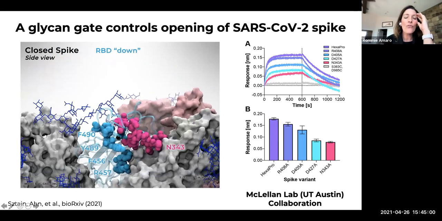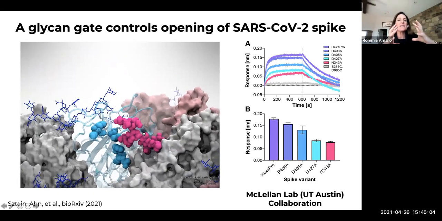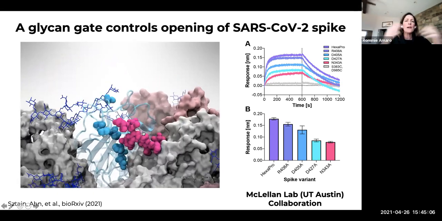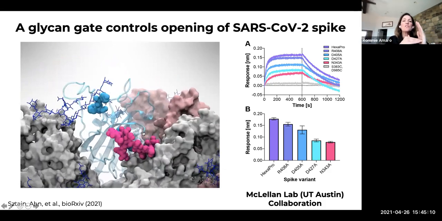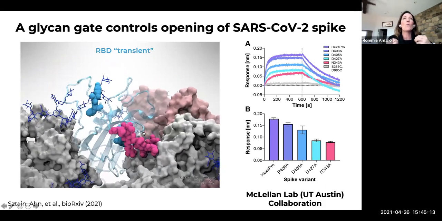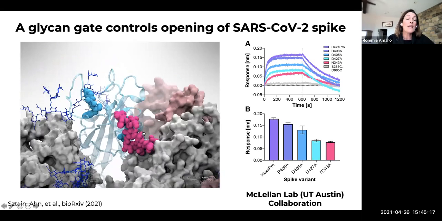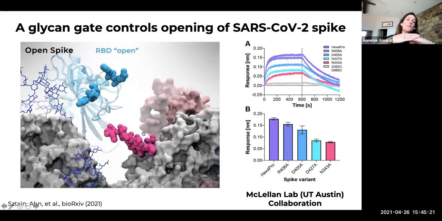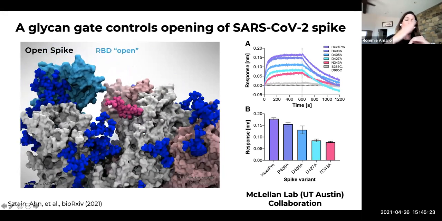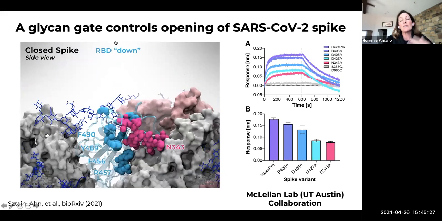Again, I just want to emphasize that when we just looked at the two end states, open and closed, N343 just does not look that interesting. But when we actually looked at the pathway, we see that it has, in fact, an important role to play. What we found was that first it's shielding the spike protein, then it helps kick out that RBD. And so we proposed that this glycan is acting like a gate.